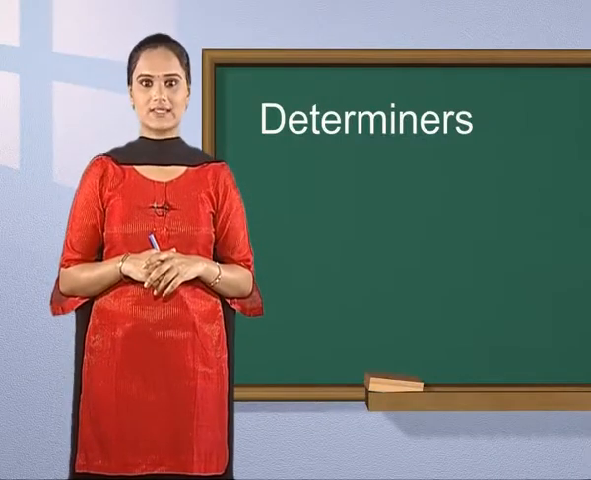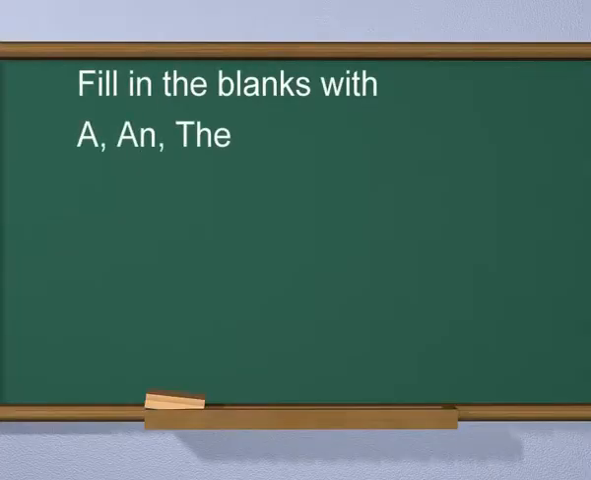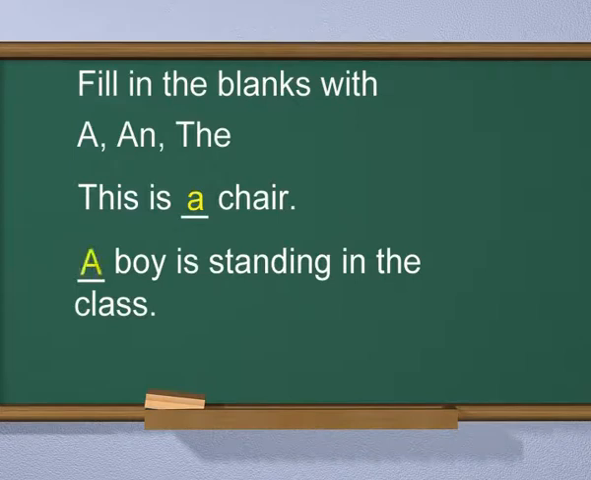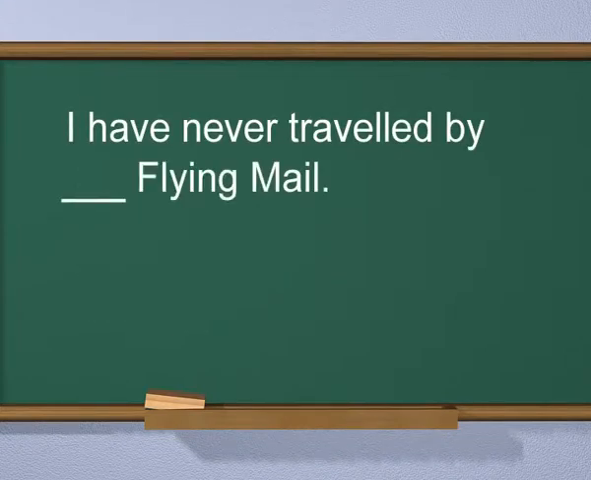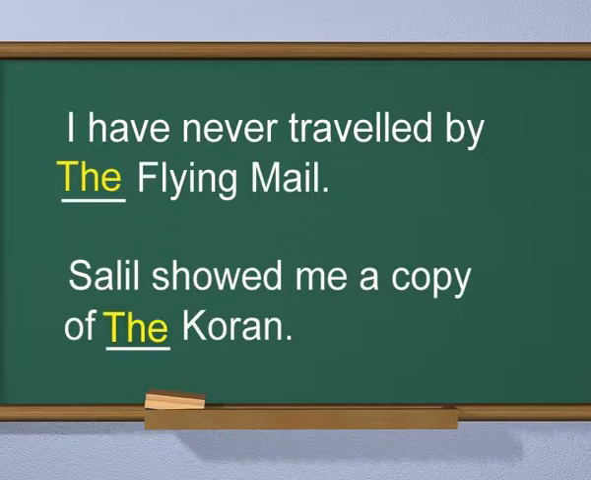So, here is an exercise based on the items taught. Fill in the blanks with a, an or the. This is dash chair. This is a chair. Dash boy is standing in the class. A boy is standing in the class. I have never travelled by dash flying mail. I have never travelled by the flying mail. Salil showed me a copy of dash Quran. Salil showed me a copy of the Quran.